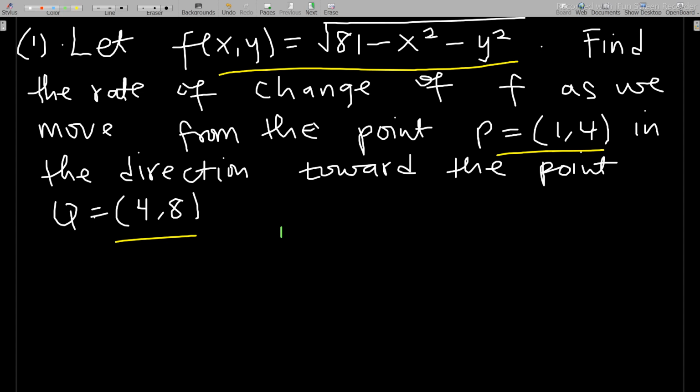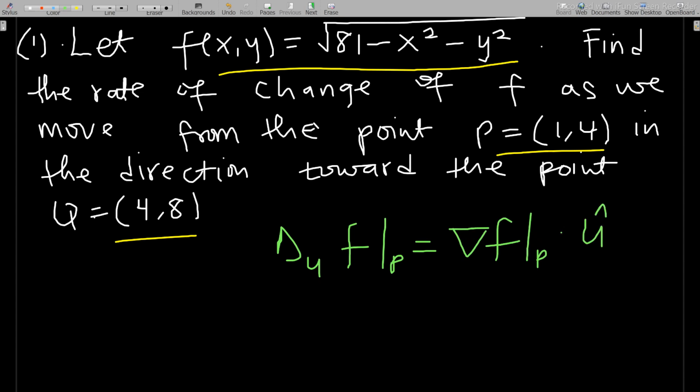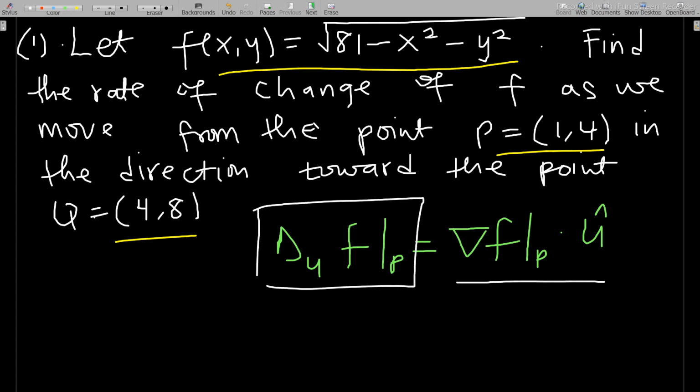This is represented as D_u f at P equals del f at P dot u cap. I'll explain all the terms. This is a symbolic representation of the directional derivative, and this is how we simplify it.